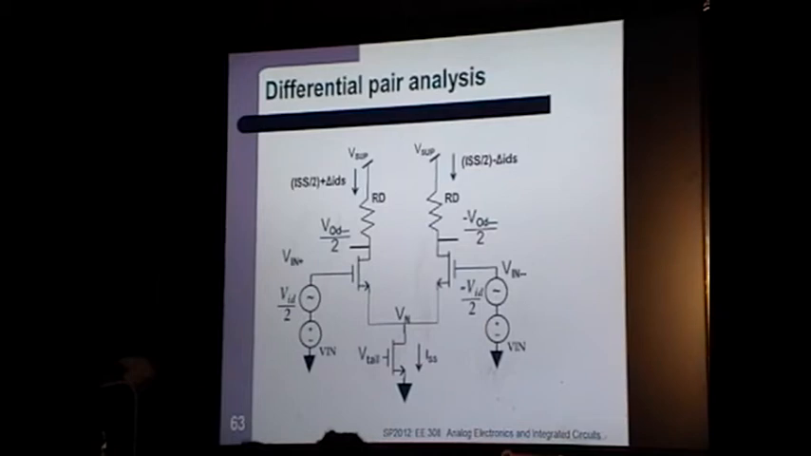Today I'm going to talk about just a couple things about diff pairs, and then because this is for 348 also, I'm just going to talk about BJTs, and we're going to go through some ways to increase gain.